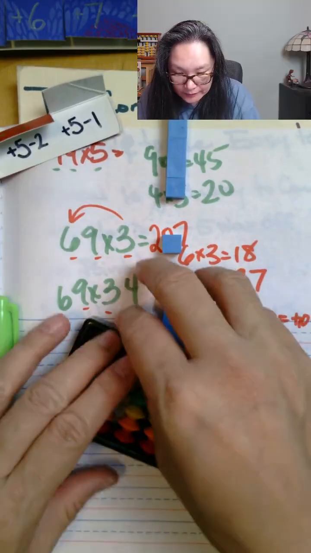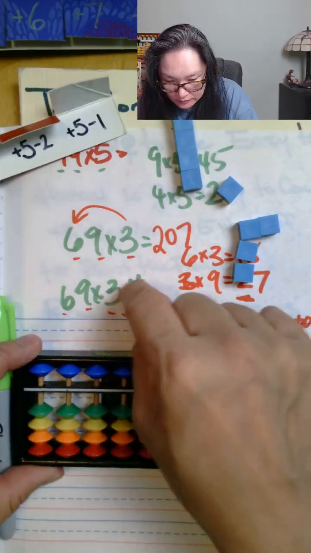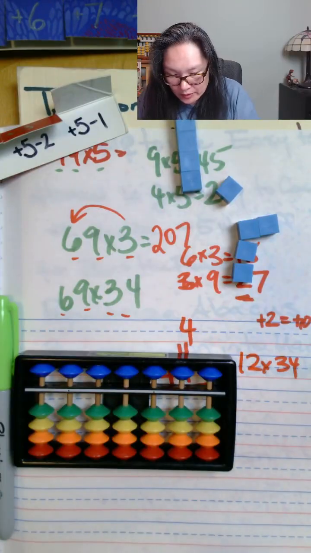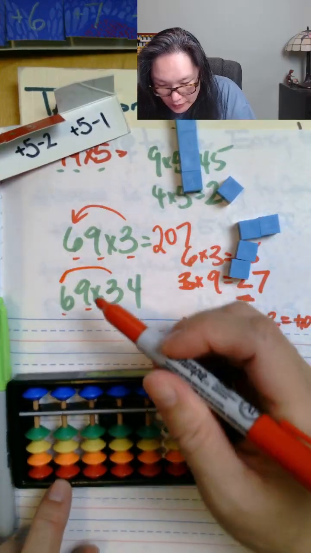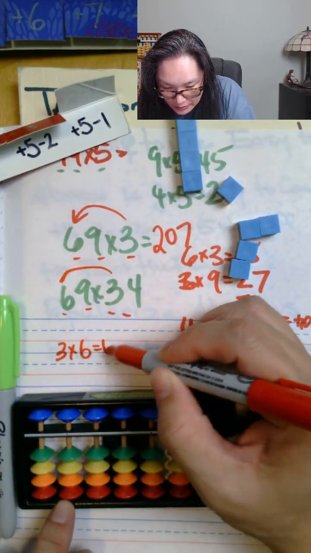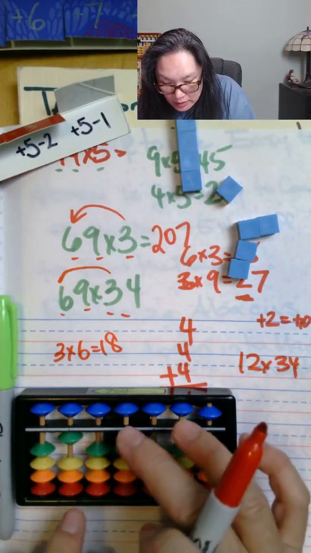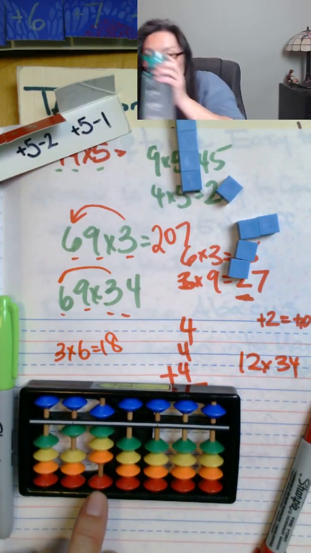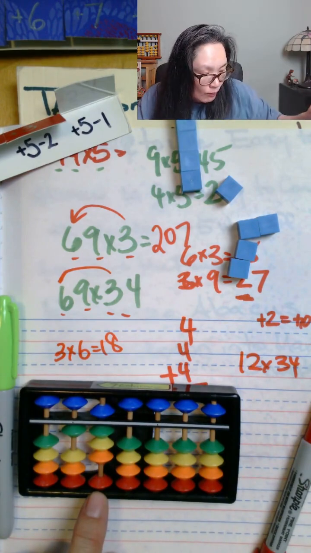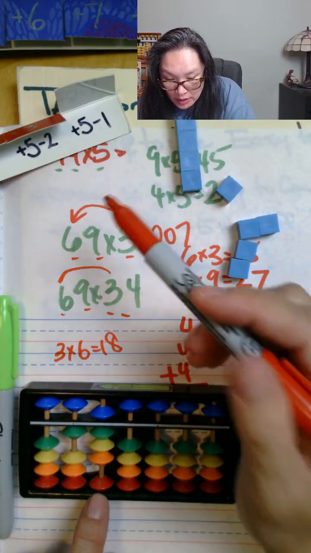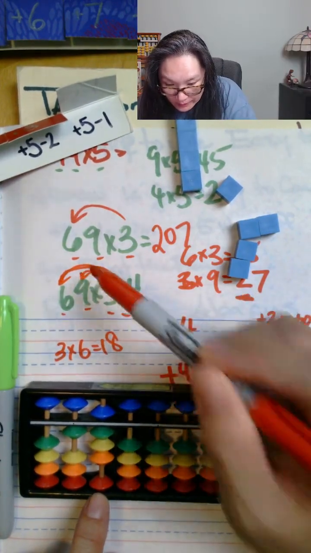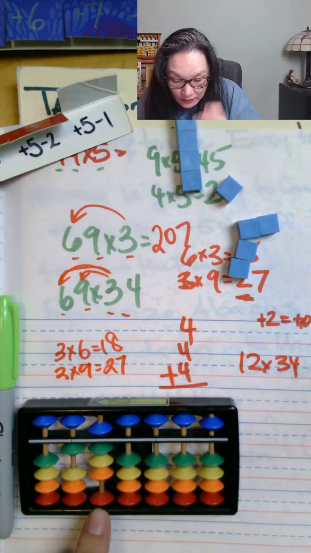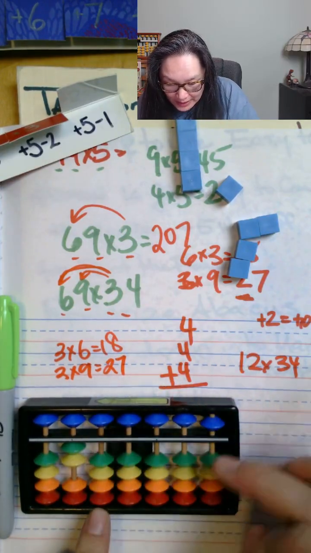Okay, so we're back to here. 4. Okay. So the first thing I'm going to do is 3 times 6 is equal to 18. So I had my 1, I had my 8. Notice I moved my finger. So now, because I did this, I got to do this. 3 times 9 is 27. So I had 2 plus the 10 minus the 8, and then I had 7.